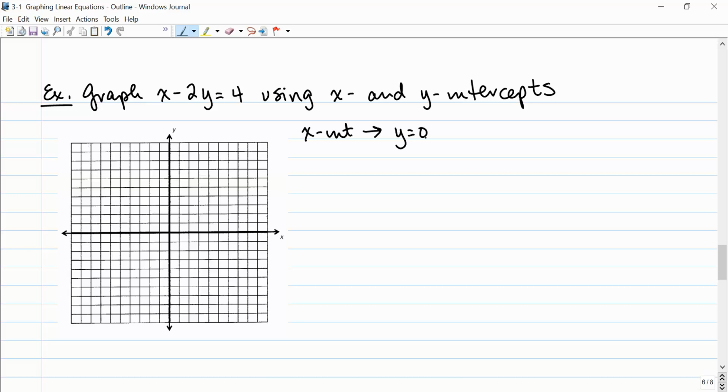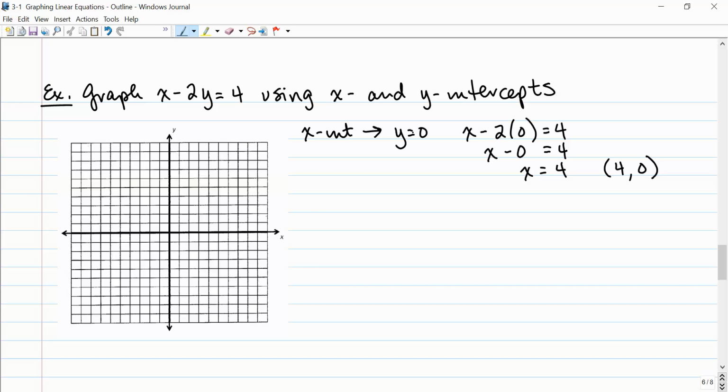So I'm going to take that 0 for y and plug it into my equation. So x minus 2 times 0 equals 4. This is going to give me my x-intercept. So just continue solving this. So x minus 0 equals 4, or x equals 4. That's my x-intercept, and it gives me the point to graph (4, 0), because my x is 4 when my y is 0.